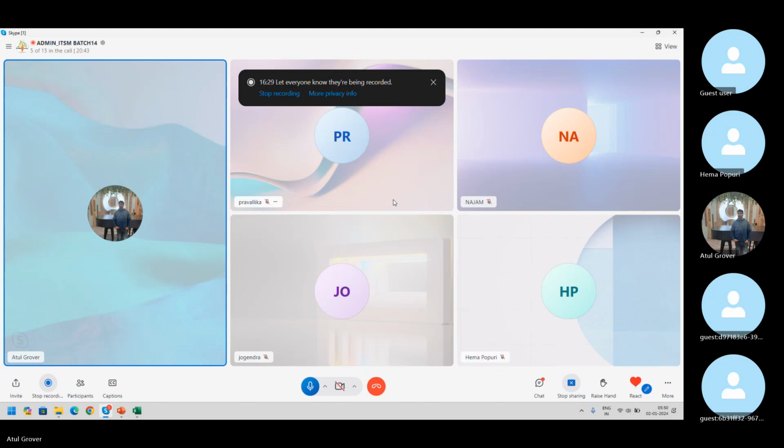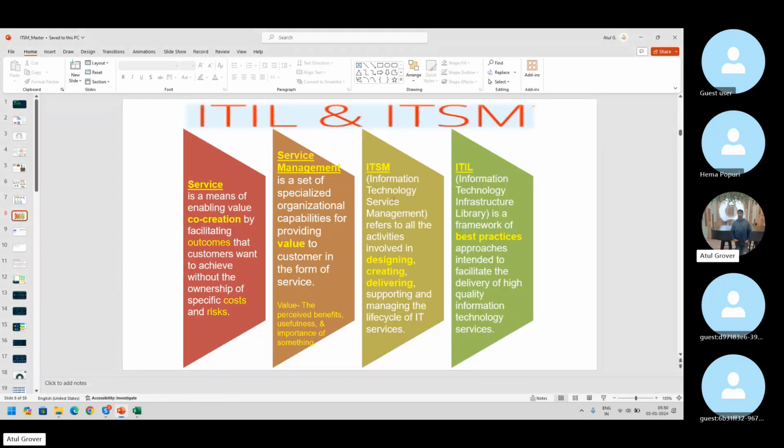Maybe Hema says, no, Atul, I want to be getting a big brand's chain. No, I'm opening this restaurant and this is a very big chain. They have their own rules. It means they have their own practices on the place. So ITIL is a framework which provide a best practice.